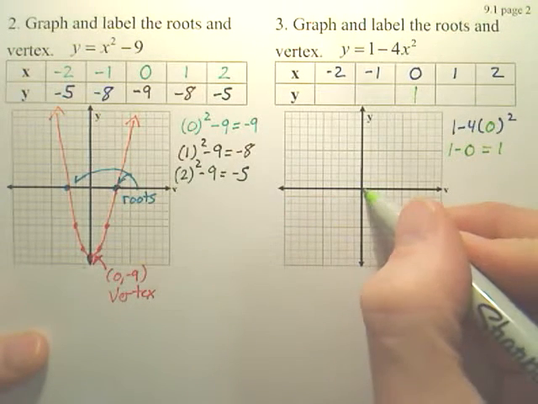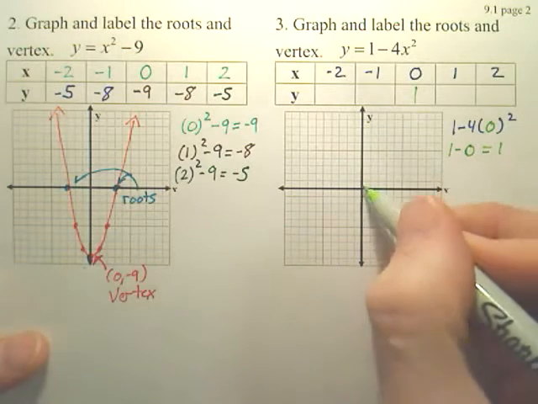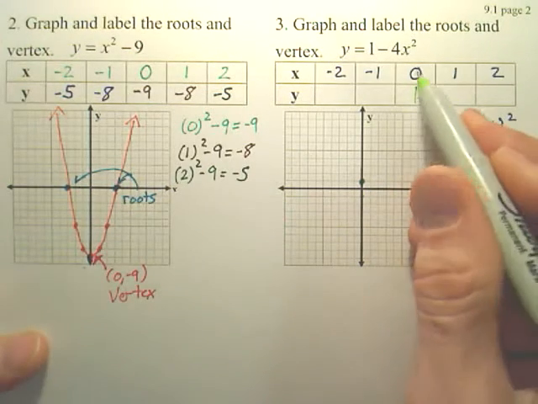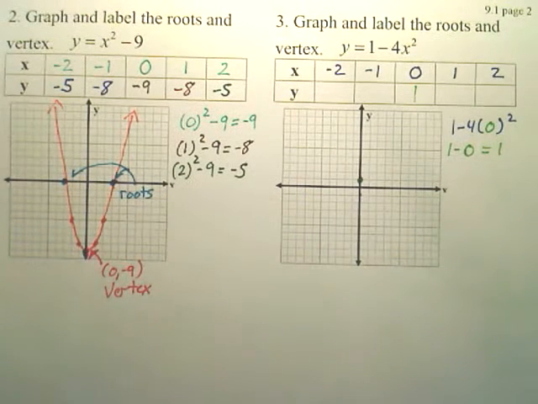So if you look at the graph, at 0, you're going to go up 1. There's your point. At 0, you went up 1. All right, let's do the next one.